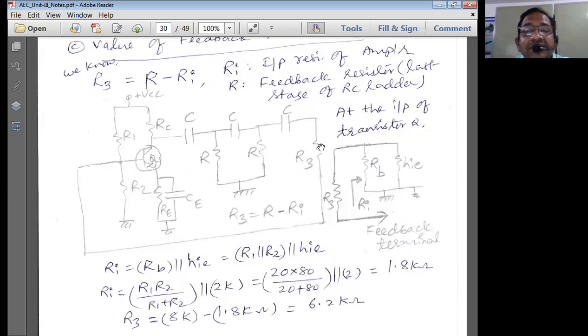Now, the last resistor value we have to take care of. The overall resistor connected from the capacitor to the input of the amplifier should be equivalent to R. Therefore, we make this kind of a connection here. R3 will be taken intentionally as R minus Ri, where Ri is the internal input resistance of the amplifier circuit.